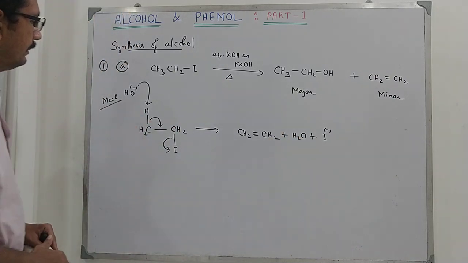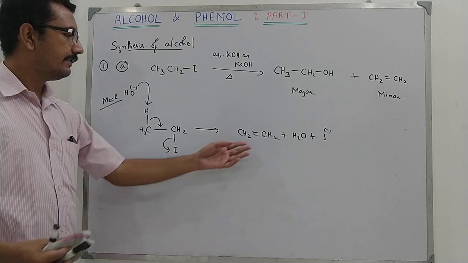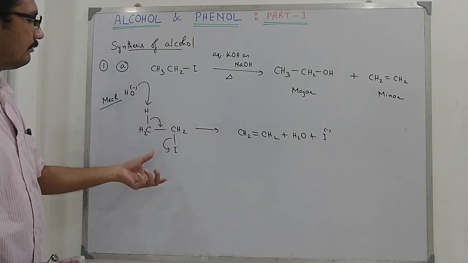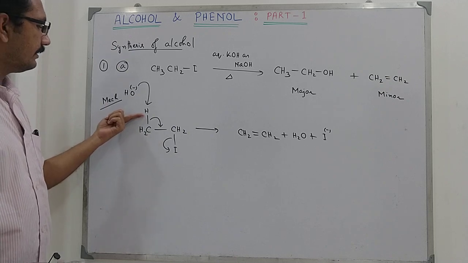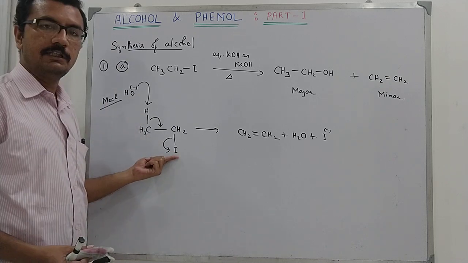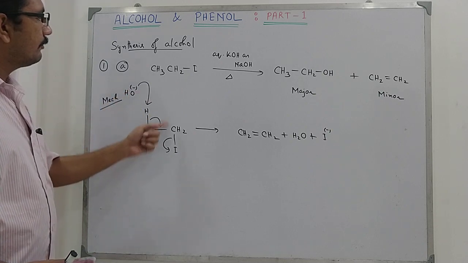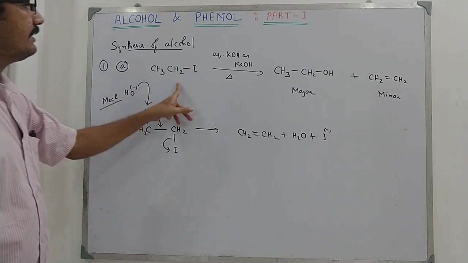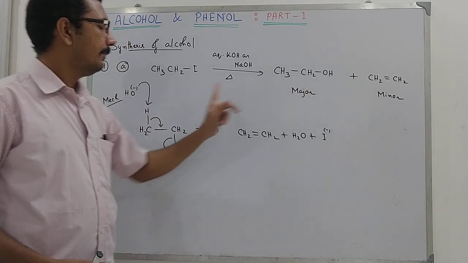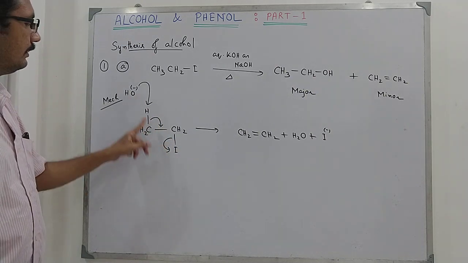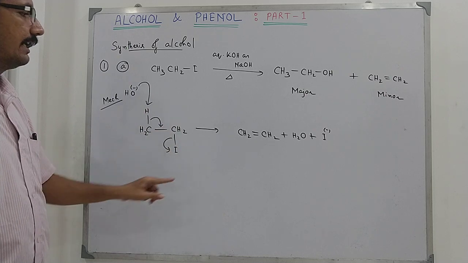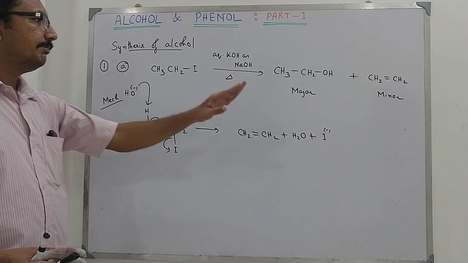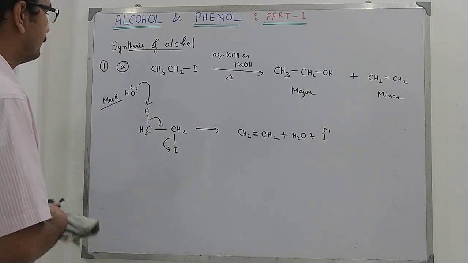Now this alkene is generated due to dehydrohalogenation. So you see there is a dehydrogenation and there is a dehalogenation. So alongside the nucleophilic substitution which gives primary alcohol, we will have alkene due to dehydrohalogenation of this alkyl halide. But this will be minor product.